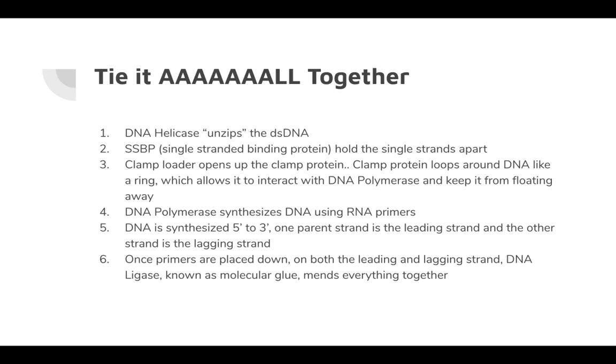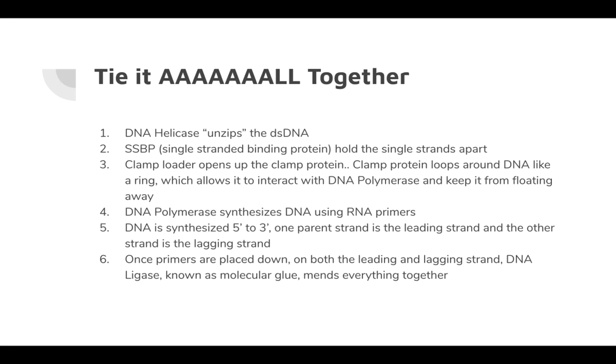Now, we have to tie it all together. We start off with DNA helicase unzipping the double-stranded DNA at the replication origin. All these proteins are going to be attracted to the bubble once the bubble is formed with DNA helicase. But even before that, we have to make sure that the SSBP, or single-stranded binding proteins, come in to hold those single strands apart, because without them, DNA would just snap back together. Now the clamp loader is going to open up the clamp protein. The clamp protein will loop around DNA like a ring. That is going to interact with DNA polymerase, which will keep it from floating away.